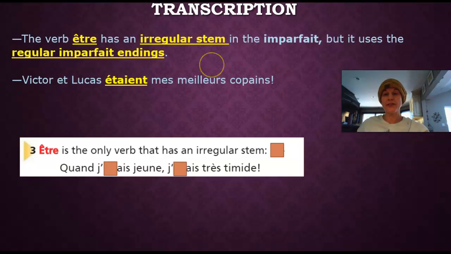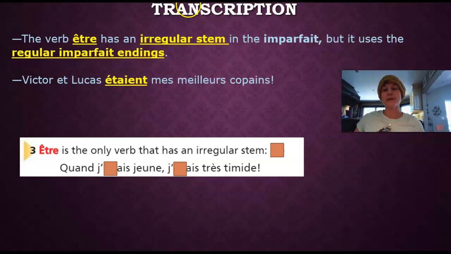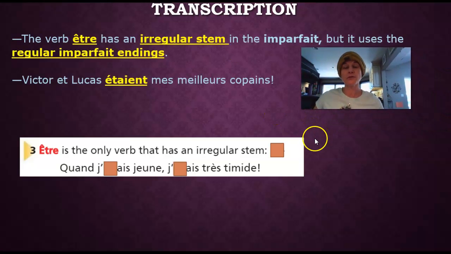This is a great thing about the imparfait, there are very few irregular verbs, only one. So the stem is ét. Okay, quand j'étais jeune, j'étais très timide. And you've seen this in your vocab.